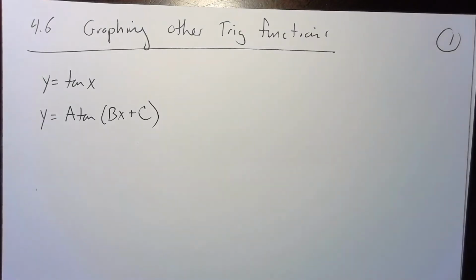In this video, we're going to look at graphing the other four trig functions, that not being sine and cosine. We're going to start with the tangent function. Now, the sine and cosine functions are almost identical other than where their points land. The tangent function is going to be slightly different than that.